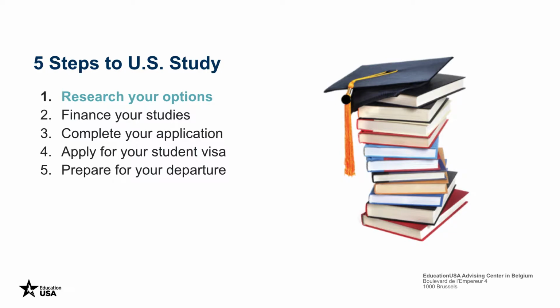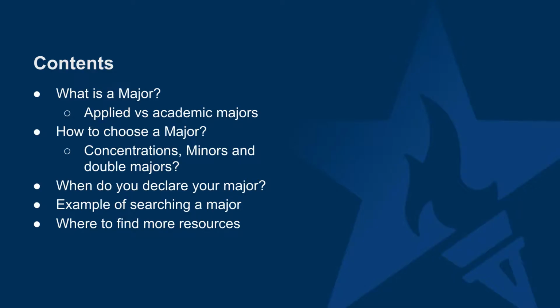When we advise students on higher education in the US, we always begin by identifying the 5 steps to US study. In today's video, we will focus on one particular aspect when researching your options to apply for US colleges. We'll first define what exactly a major is, followed by how to choose a major. Then, when do you declare your major? Then, looking for a major. And finally, we'll provide you with some resources helping you in your research.